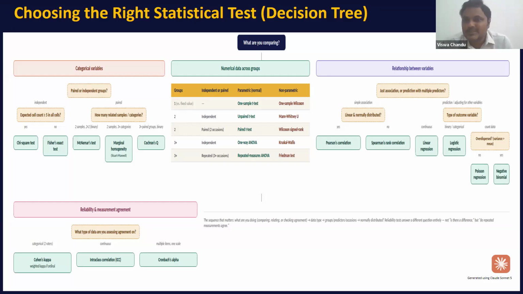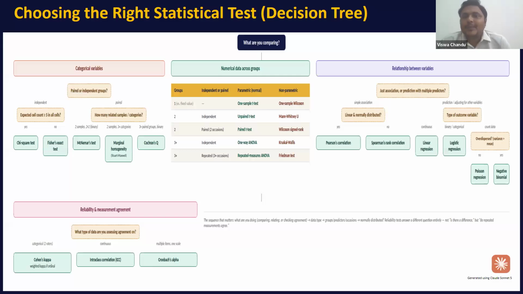There are 3+ groups. Actually, it should be 2+, not essentially 3+, because you can apply one-way ANOVA even if there are 2 groups. It essentially gives the same result as your independent samples t-test. So 3 or more groups, independent in nature, you go for one-way ANOVA based on the distribution. If not normally distributed, you go for a Kruskal-Wallis ANOVA. If there are repeated measures, 3 or more occasions, baseline, 3 months, 6 months, and 9 months, you go for a repeated measures ANOVA based on the distribution, and you go for a Friedman's test if it is not normally distributed.